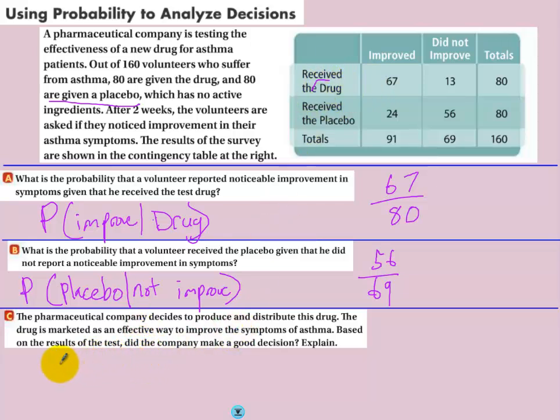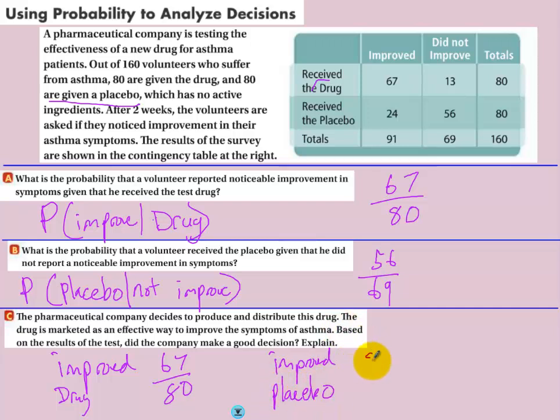So for the improved, the probability was 67 out of 80 improved for the drug. And then I'm going to say improved of the placebo, that's going to be 24 out of 80. So do these results say that they made a good decision? I would say yes. Because if you're looking at those results, there was a lot more improvement when they actually used the drug rather than the placebo.